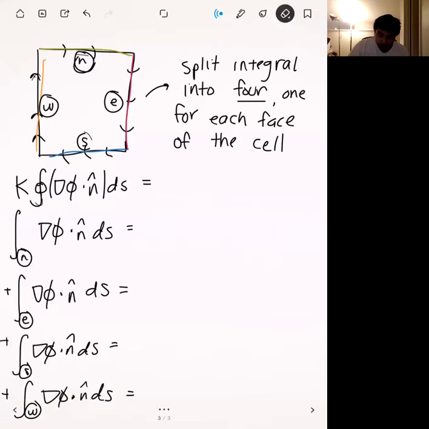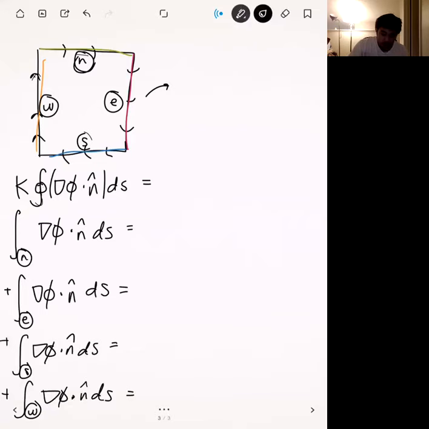Okay, all right, so let me go ahead and erase this because I want to stay on this page. At this point, we need to evaluate this expression right here. The gradient of phi dot product with n is going to be different on every single face of the square. So let's start with the gradient of phi.